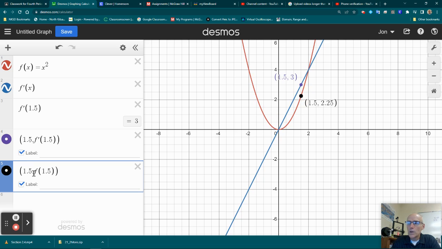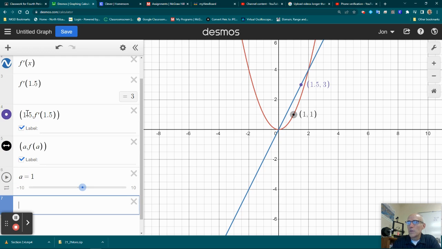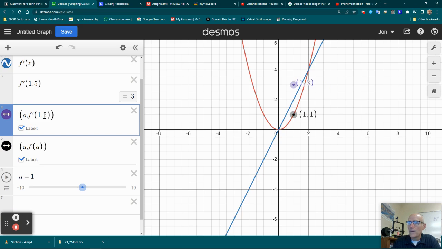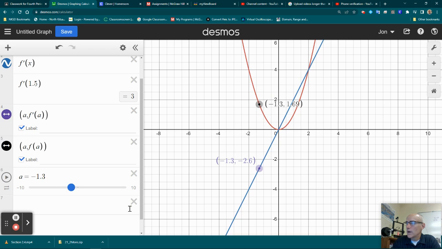So we could change these to be sliders. Like let's make that a, let's make this a, and let's make this a, and this one a right here. And now that point will track with us, and any point I find on the red curve, I can find the slope down here. That slope right there should be a -2.6.